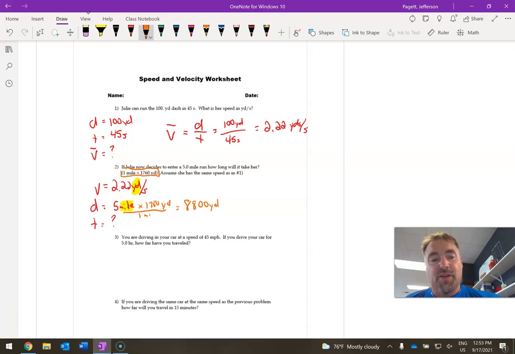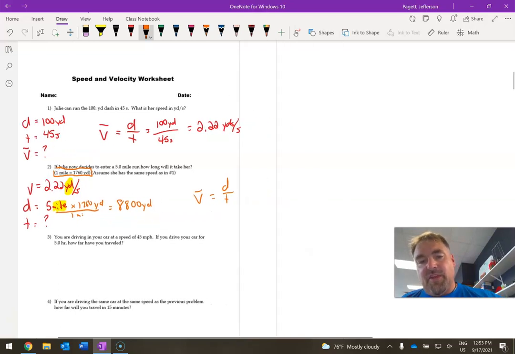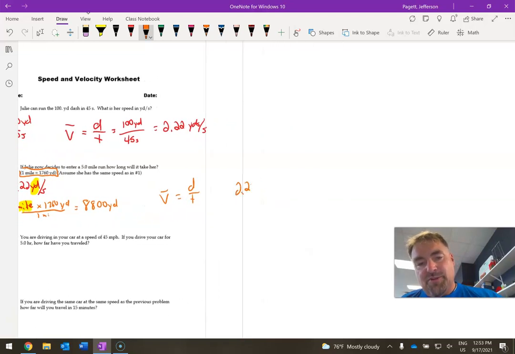Now I can go back and use my equation. My equation I want is still V average is equal to D over T. But now I know my V. My V is going to be 2.22 yards per second. My D is 8,800 yards, and I'm looking for the amount of time. From here, I'm going to cross multiply, and I'm going to write that out this time. Next time I won't. But cross multiply, I get 2.22 times T is equal to 8,800 yards.